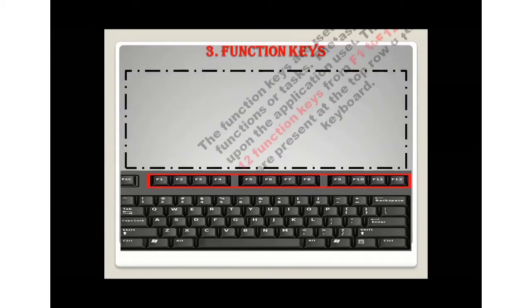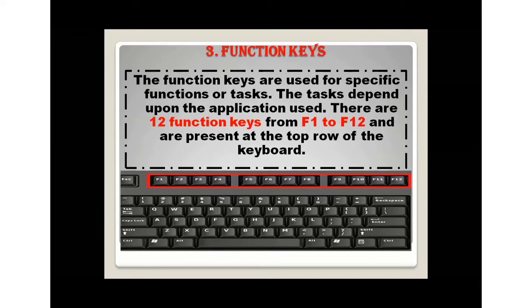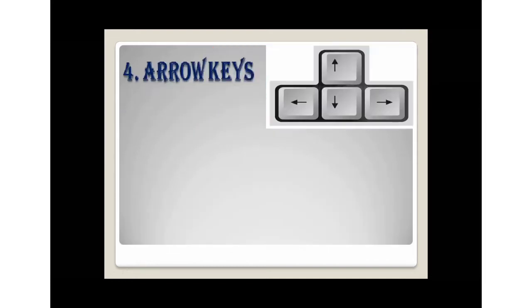The function keys are used for specific functions or tasks. The tasks depend upon the application used. There are 12 function keys from F1 to F12, and they are present on the top row of the keyboard, not down. You will see them on the top. So this is about function keys, and next is the arrow key.